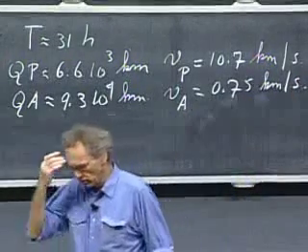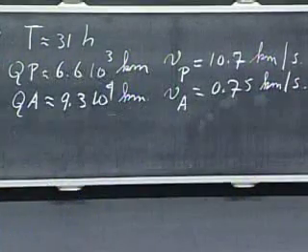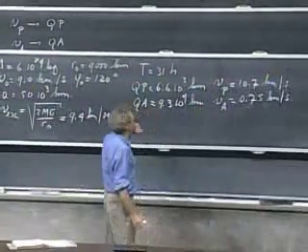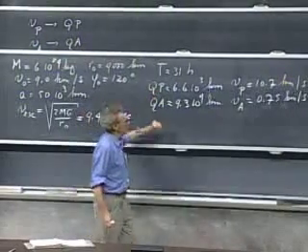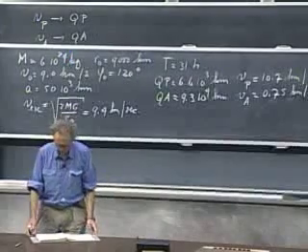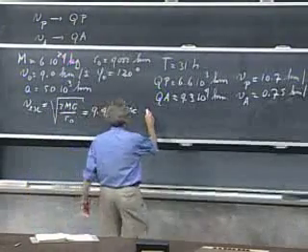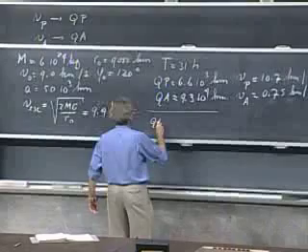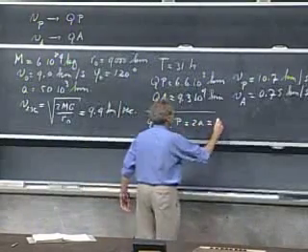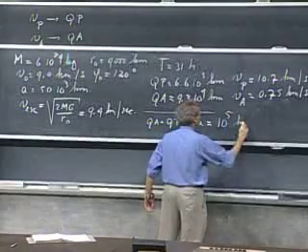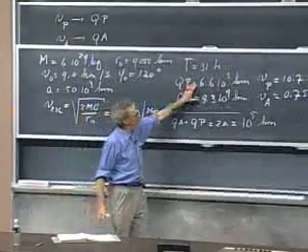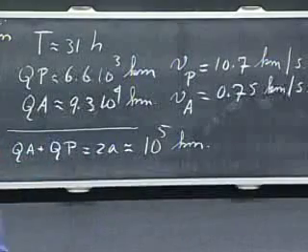Immediate result of the conservation of angular momentum, that the product of qp and vp must be the same as qa times va. That's immediate consequence of the conservation of angular momentum. And when I add this up, qa plus qp, I better find 2a, which in our case is about 100,000 kilometers, because a was 50,000 kilometers. So when you add these two up, you must find very close to 100,000, and indeed you do.